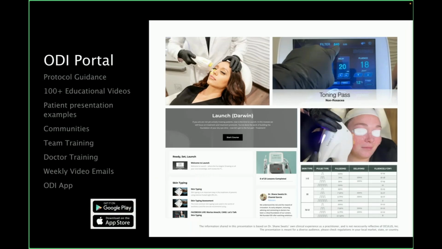We also have, and it's a big part of our training, what's called the ODI portal. There's protocol guidance. You can see the screen or the image up there in the top right. I didn't put a video in here. I probably should have, but we literally walk you through step by step with every single modifiable factor on that device, how to treat a patient. How do you treat rosacea? How do you treat just MGD? We will get into some of the aesthetics for those people who choose to, but really what we're focused on is dry eye with this initial training.